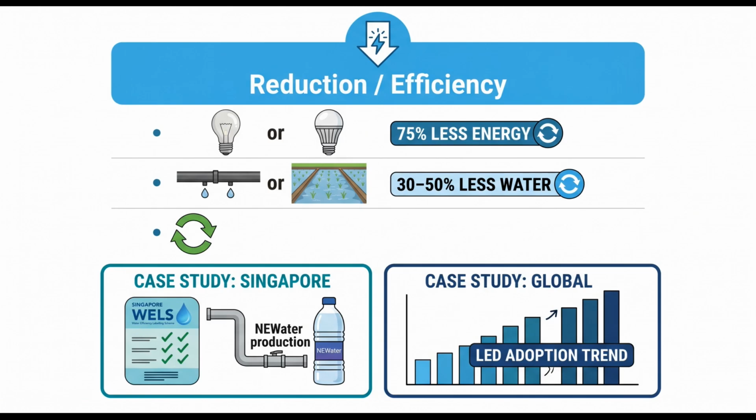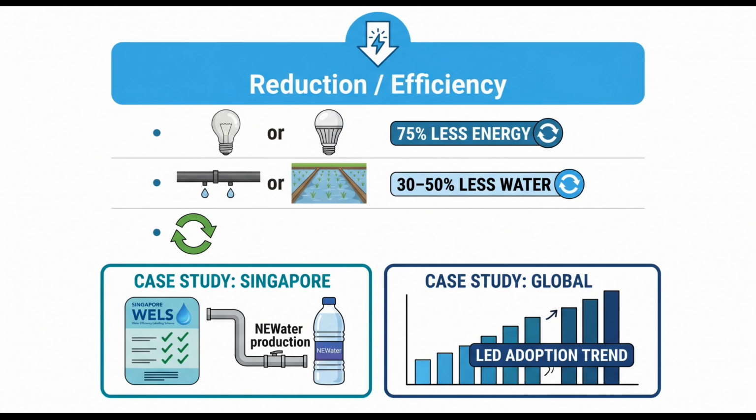Approach 2 is reduction and efficiency. Look at the definition on screen. Reduction and efficiency means using fewer resources to achieve the same result, or reducing wasteful consumption. How does it work? 3 examples on screen.